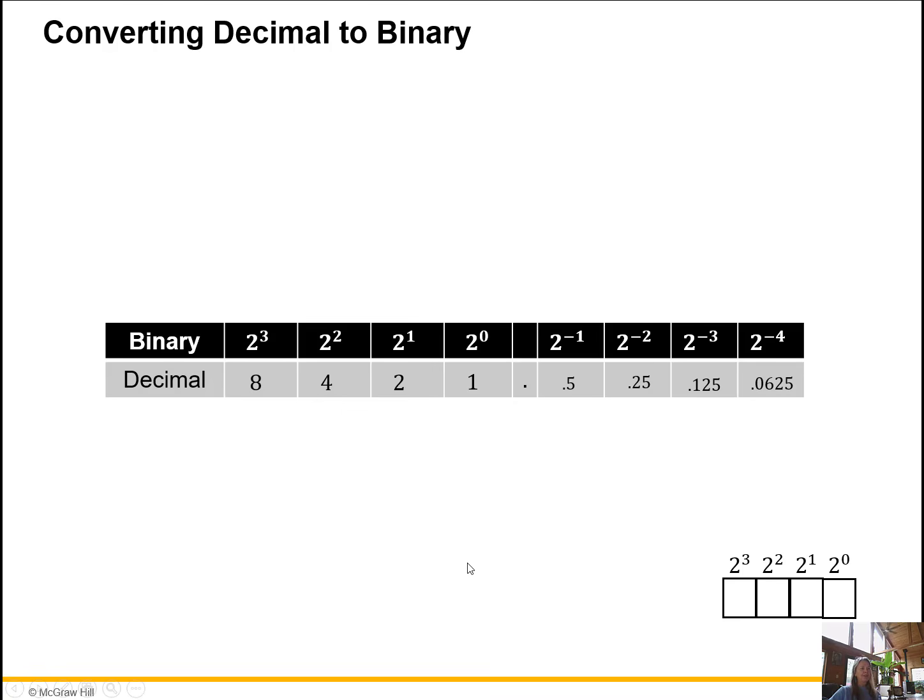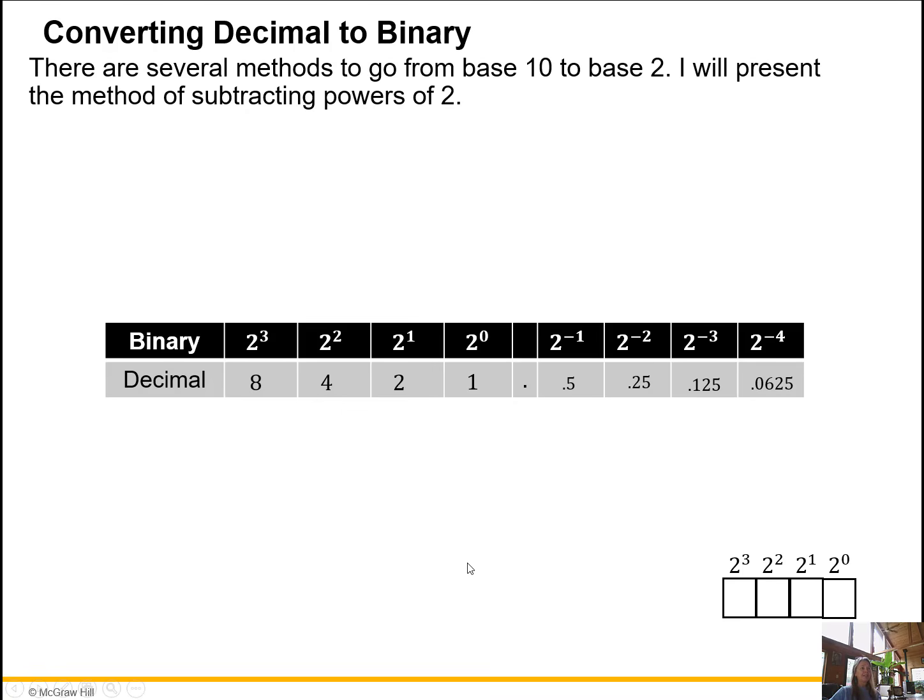All right, now we're going to go the other way. We're going to convert decimal to binary. There are many different ways to do this. I'm going to show you the method of subtracting powers of 2. So first off, just look at your number and ask, where is it on this chart? You have a decimal number.